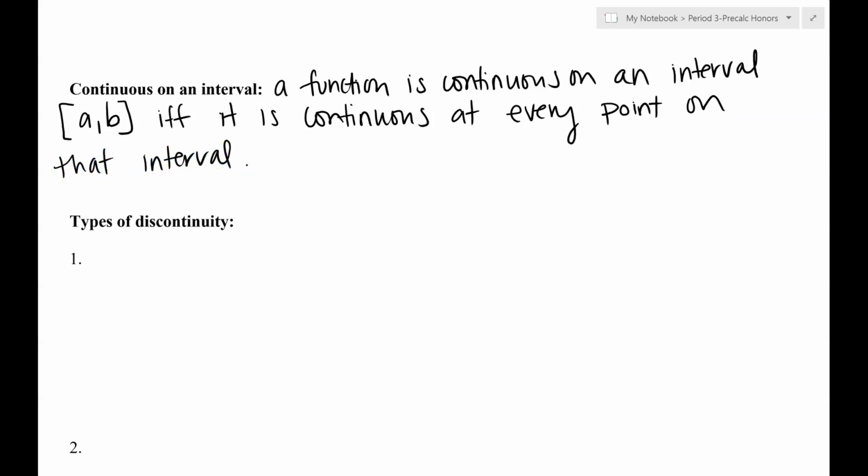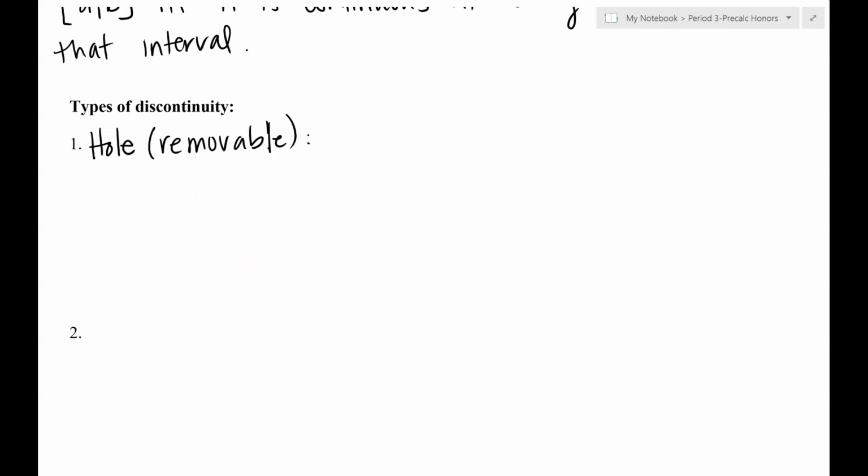Okay. There are a few types of discontinuity. The first type that we have already seen in Algebra 2 was the hole. This is the removable, and there's a reason why it's called removable. So let's make up an example first, and then we'll spell out the definition. Back in the days, you were given rational functions.